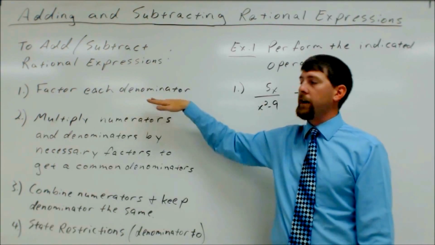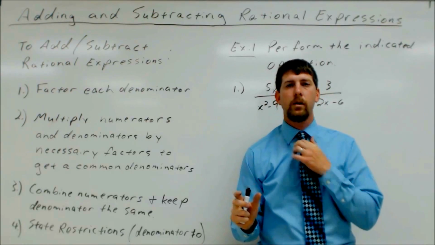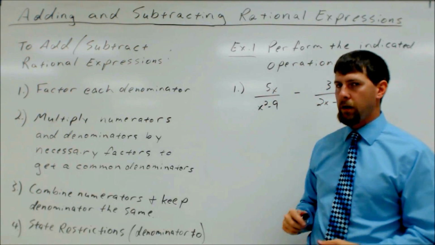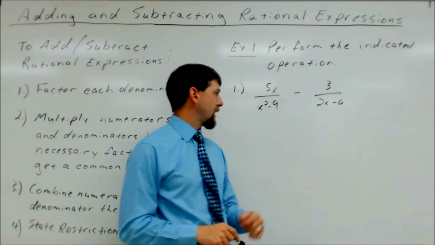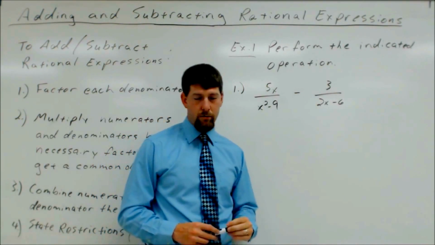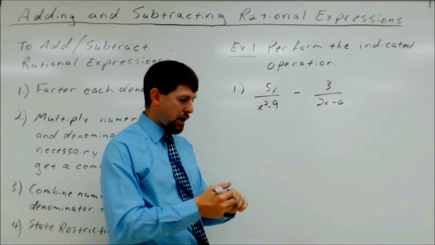First thing we need to do is factor each denominator. That lets us know exactly what they already have in common, and what I need to bring into one or the other to finish them off, being common denominators. So if we look at our example right here, 5x over x squared minus 9, minus 3 over 2x minus 6. Factor those denominators out.